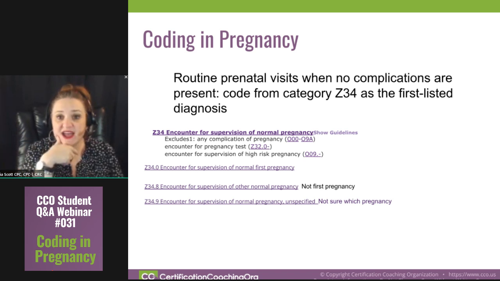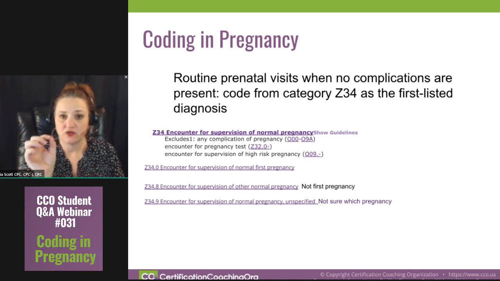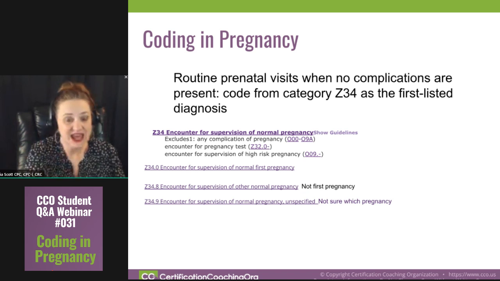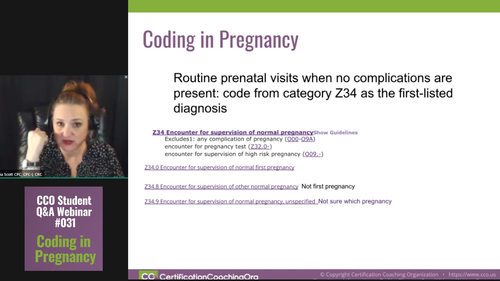Now, let's break that down a little bit. What does Z34 stand for? Encounter for supervision of a normal pregnancy. So there's some excludes here to pay attention to. If you have a complication in a pregnancy, then you're going to be looking at some O codes, O00 through O9A. If it's an encounter for a pregnancy test, that's different. That's a Z32.0 code. You may not have been aware of that code. So now you've got it in your memory bank.